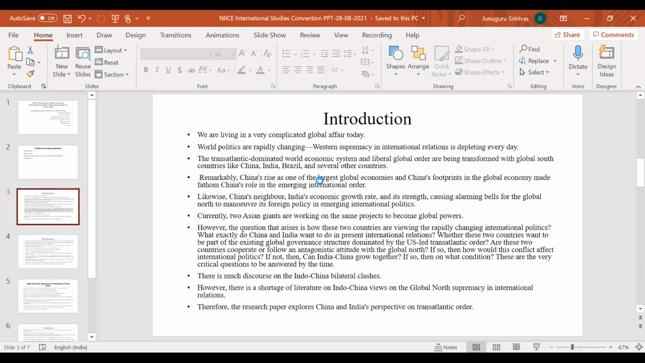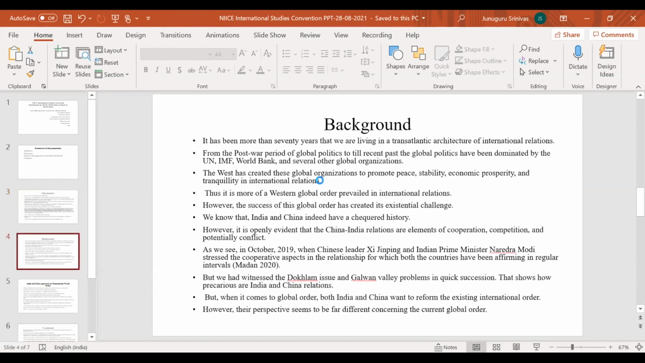There is much discourse on the India-China bilateral clashes. However, there is a shortage of literature on India-China views on global, non-supremacist international relations. Therefore, I explore China and India's perspective on transatlantic order. So the background: the Atlantic architecture, from the post-war period of global politics till the recent past, the global politics has been dominated by the UN, IMF, World Bank, and several other global organizations. The West used these global organizations to promote peace, stability, economic prosperity, and tranquility in international relations, so that a more Western global order prevails in international relations. However, the success of this global order has created its own challenges.